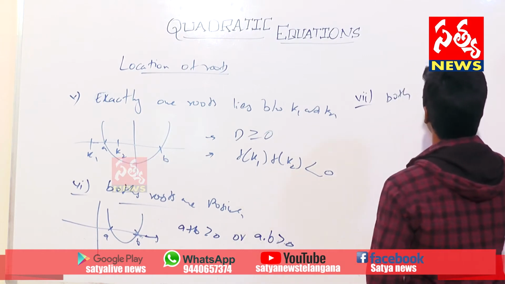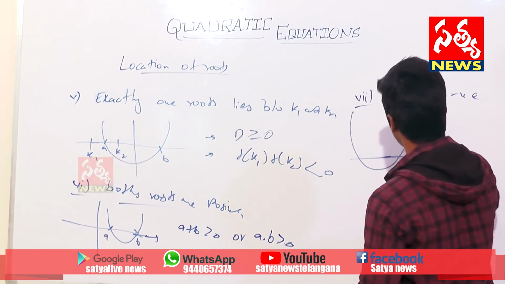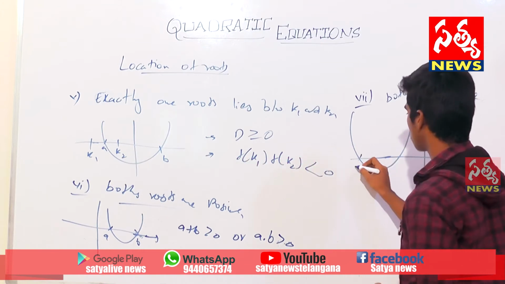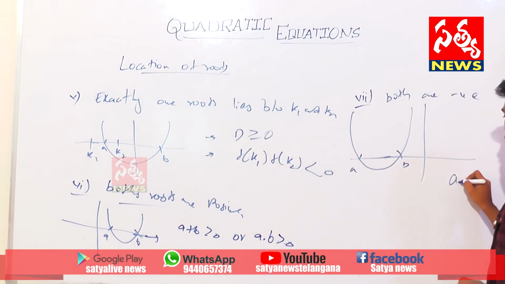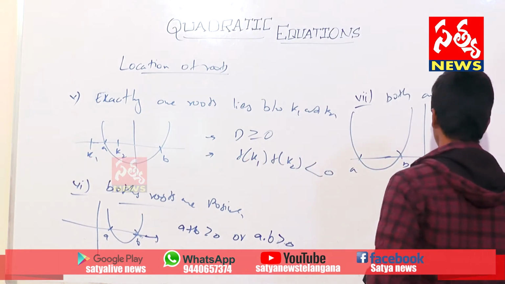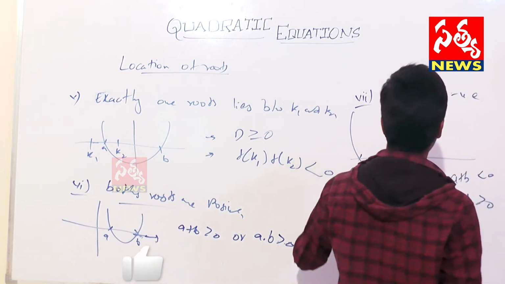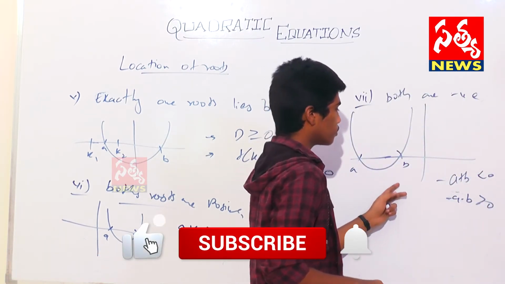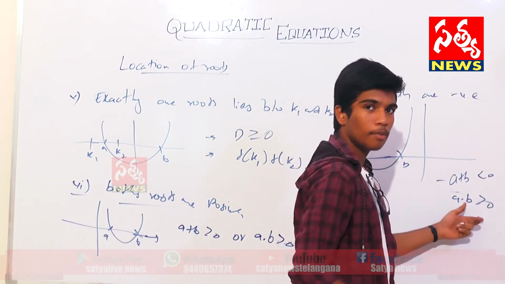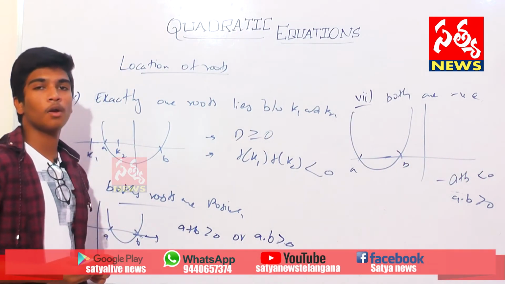And the last one, the seventh one, is both roots are negative. For both roots to be negative, the curve should lie in the negative x-axis region. For that, a and b are the roots. The condition we should check is a plus b is less than 0 and a into b is greater than 0. As both roots are negative, we get a as negative and b as negative, so a into b will be greater than 0. So these are the conditions for locating a root.